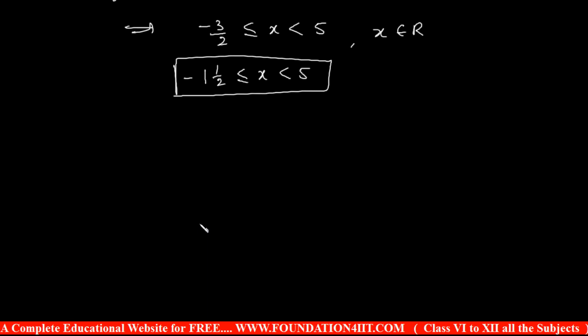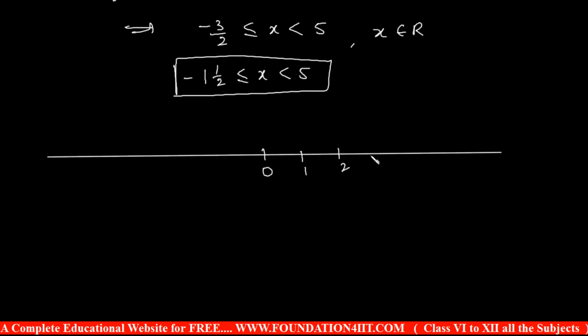So let us take the number line. Minus 1 by 2 is included. So 0, 1, 2, 3, 4, 5, 6 on this side, because 5 also is there. And this side is minus 1, minus 2, minus 3, minus 4, and so on. Here if you notice, 5 is not included, since x is less than 5. So for 5 you should keep an open circle.